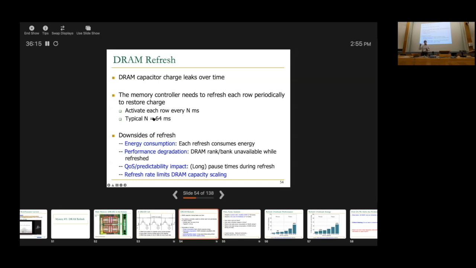Clearly, each refresh consumes energy. And whenever you're doing refresh, you cannot access memory. Right? This is a performance problem. This is also a predictability problem, because if you're doing a lot of refreshes and the program cannot access memory, it will be delayed, right? You may actually be annoyed because you're trying to do something and the memory is refreshing.